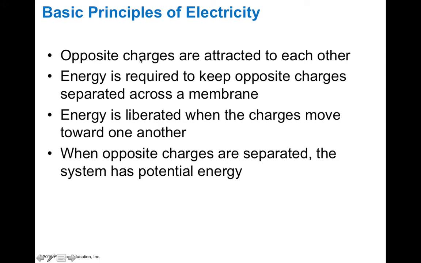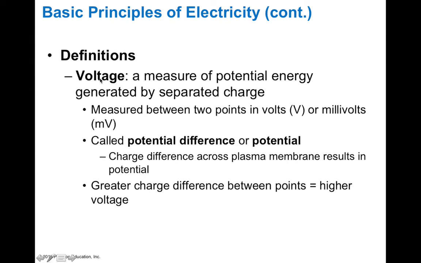So what we find is that opposite charges across the plasma membrane are attracted to each other. And there's energy that's required to keep these opposite charges separated across the plasma membrane. This is why we call this the potential, because there's a potential for these charges to move. In fact, energy is liberated when these charges move towards one another. Now, when opposite charges are separated, the system has potential energy, and this is essentially what we call voltage.